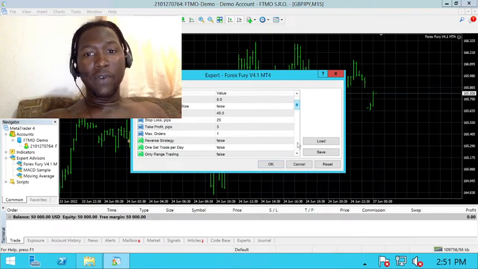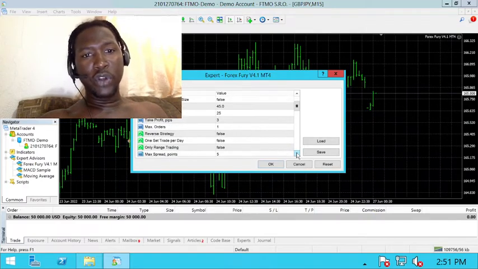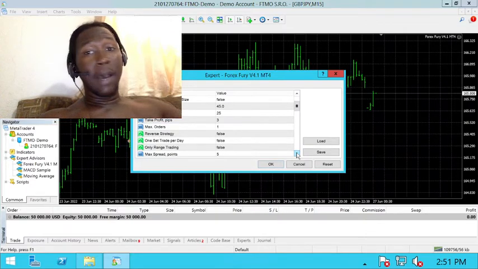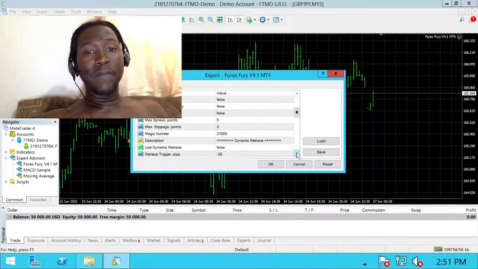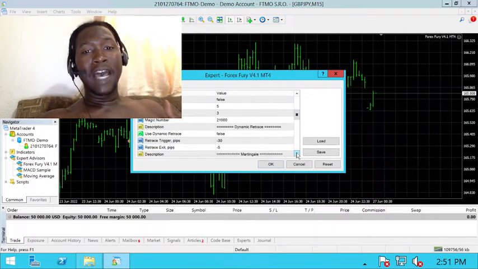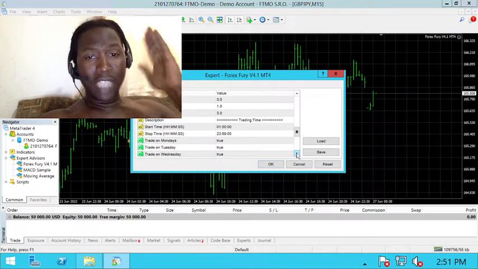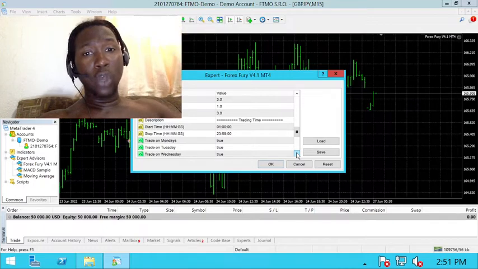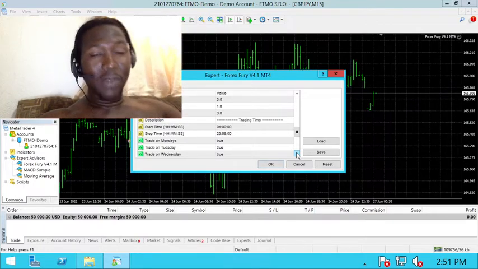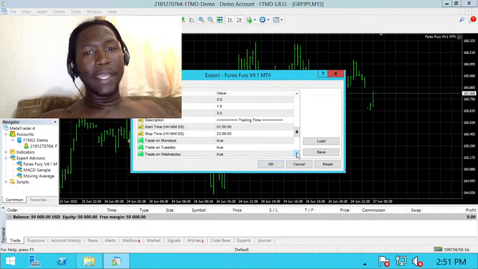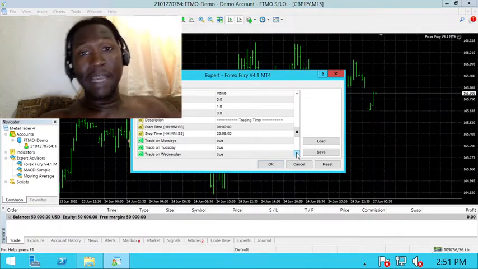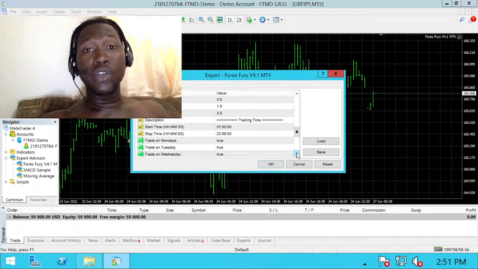I have my range-only trading turned off, and I have the separate trade turned off, because I would like this robot to trade as much as possible. So what do we have? My max spread is 5, and we're starting trading from 6 o'clock. Our stop time is 24 hours later. So basically, I'm going to be monitoring this. I might only trade for 5 minutes, I might only trade for 10 minutes, I might only trade for 20 minutes.